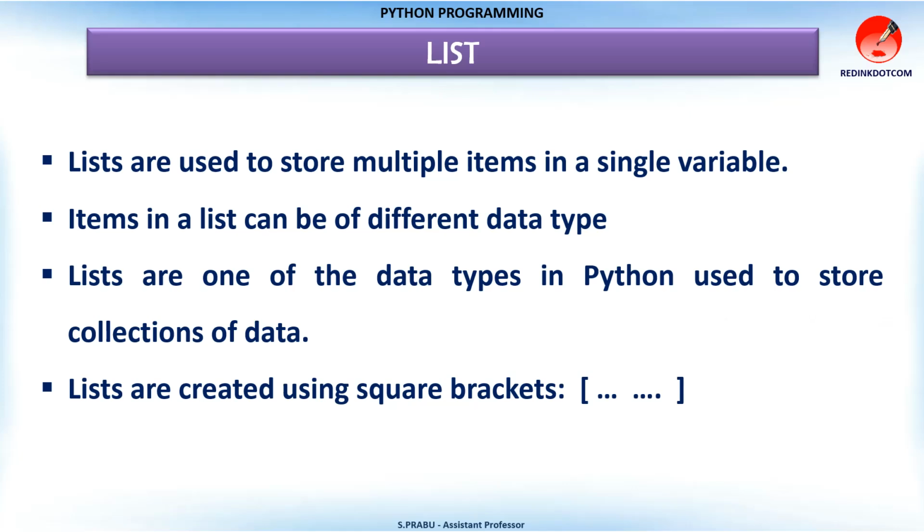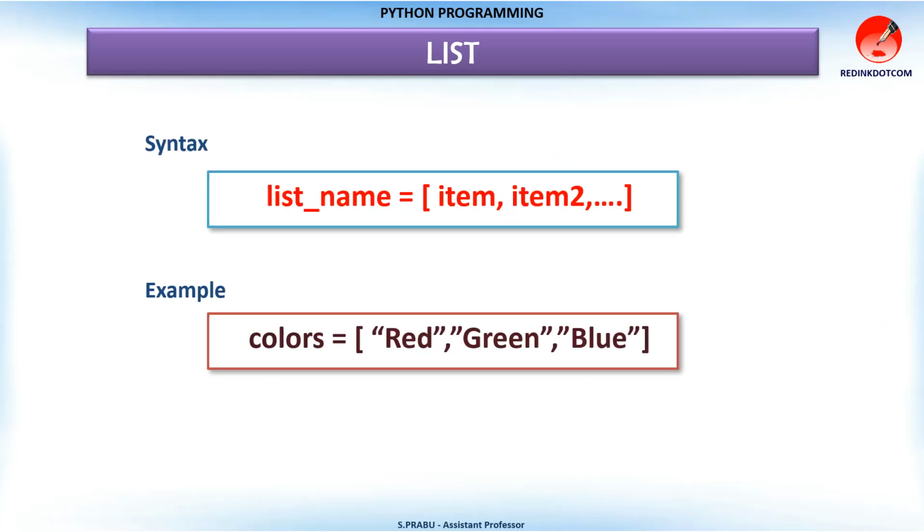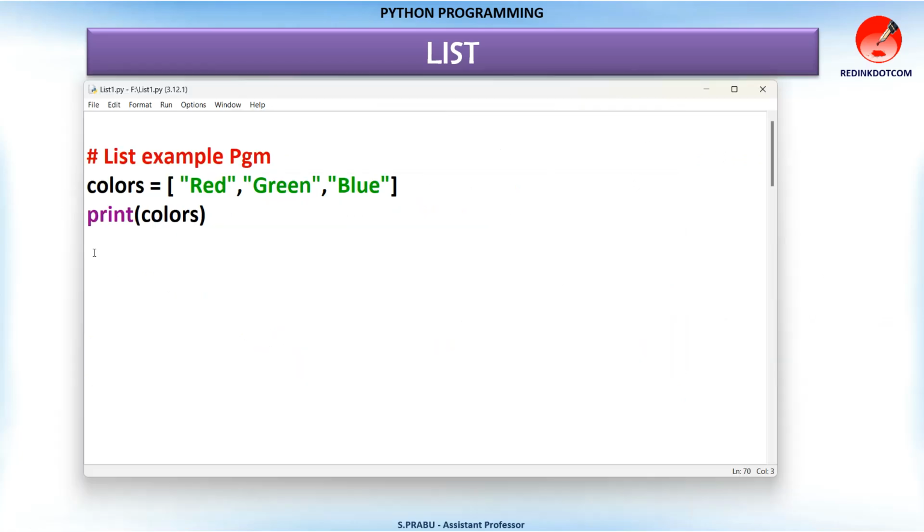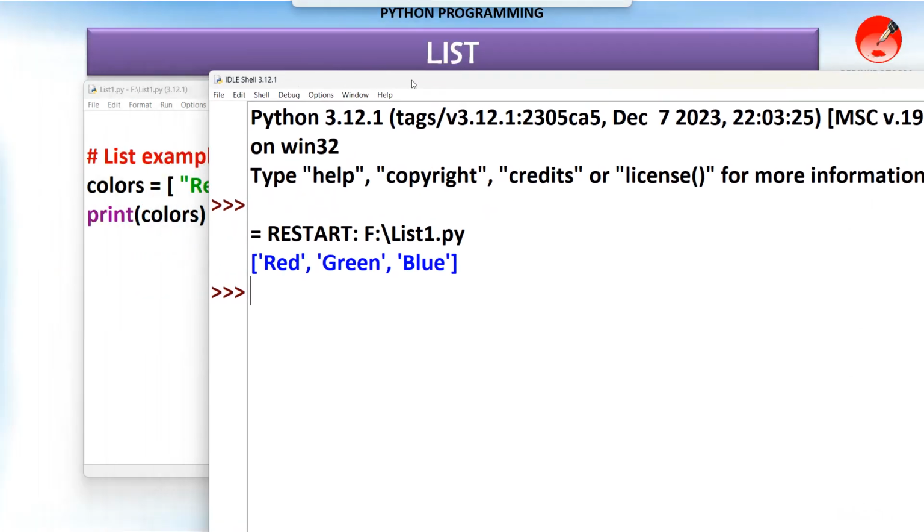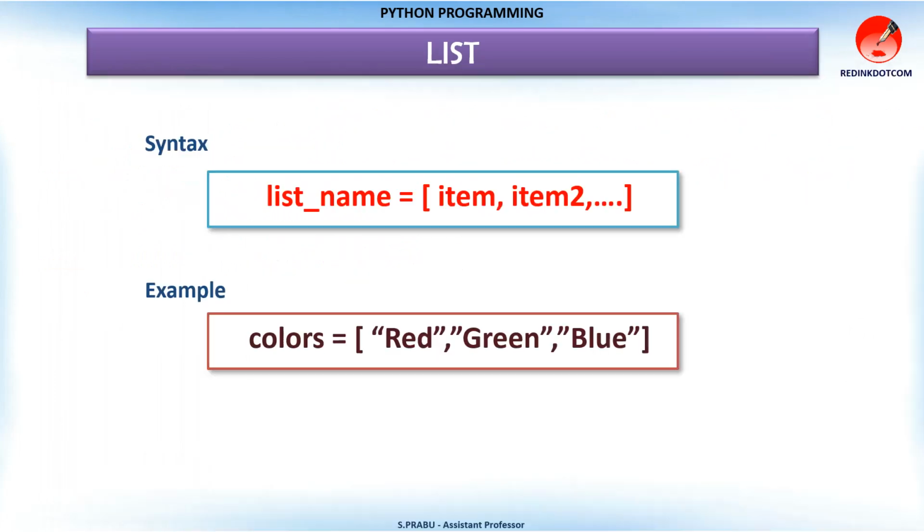A list can be created using square brackets. This is the syntax for creating a list. We give the list name equal to, and using the square brackets, we can add the number of items. In this program, I create one list called colors in which I add 3 elements. When I run this program, I get the result like this. So all the list elements are listed here.